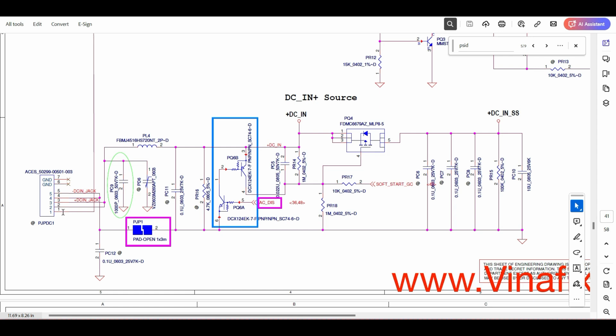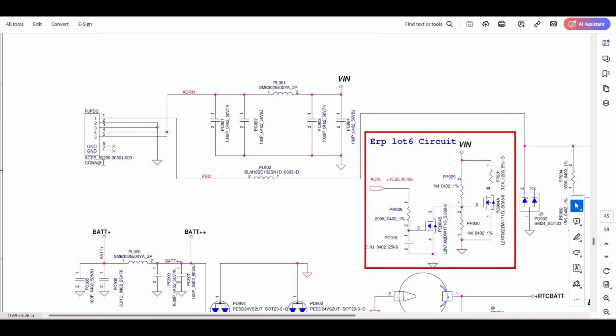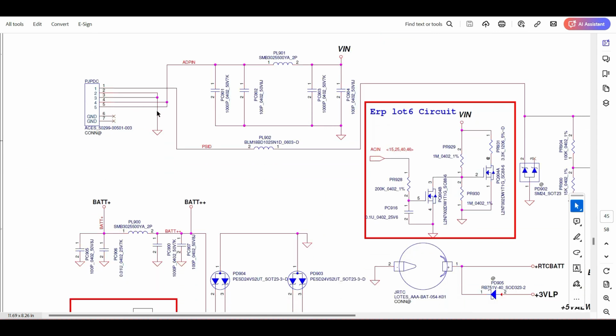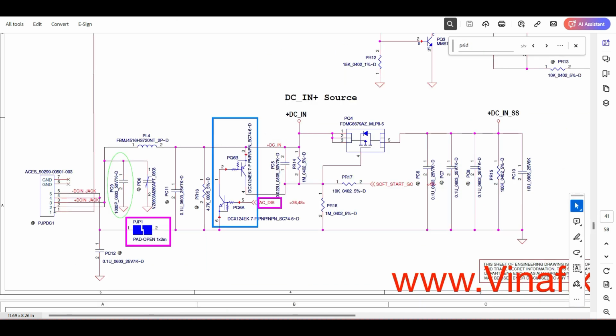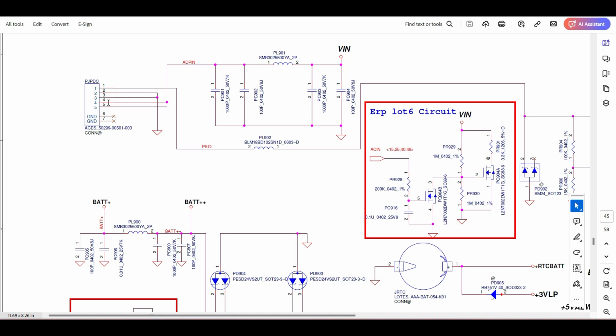1 is PSID, 2 and 3 are positive here. In Inspiron, 2 and 3 are ground. Okay, here there will be a little bit of confusion. See, 2 and 3 are ground there, but here it's actually the positive side. 4 and 5 are ground there. Here 4 and 5 are positive.